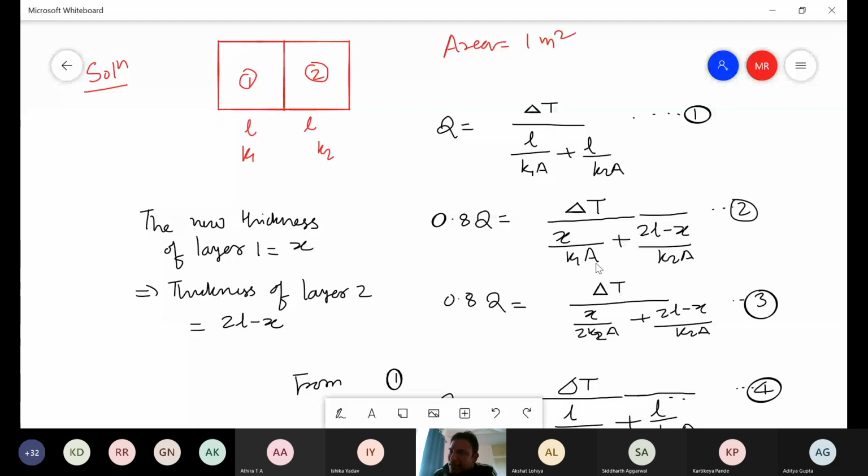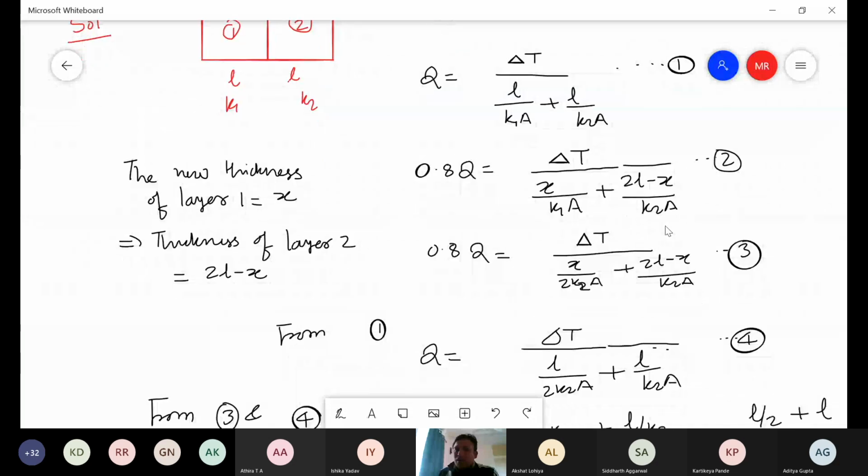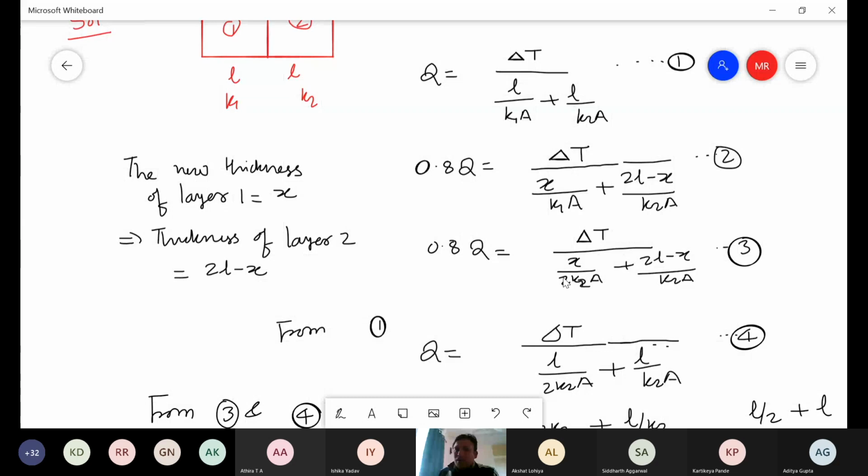That is the resistance of the first layer. We are assuming that the thickness of layer 1 is reduced, and therefore layer 2 will increase by that amount in order to have the total length constant at 2L, and therefore the resistance of the second layer is going to be 2L minus X divided by K2A. Again, what is being given in the problem is K1 equals 2K2. So we put K1 as 2K2 here in this equation and you will get equation number 3. Similarly, we can replace K1 by 2K2 in the other equation, so that becomes equation number 4. Okay.